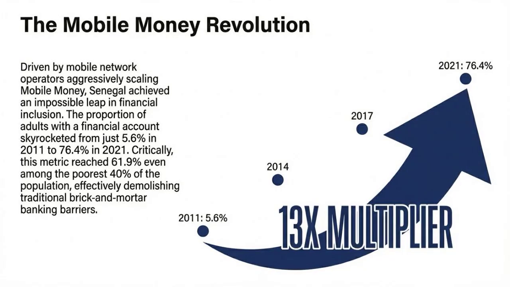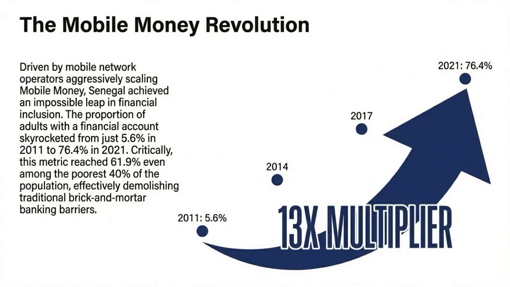But to understand how a developing nation banks millions of rural citizens in a single decade, we have to look at the underlying technology. Because it's not smartphones, right? No, it does not rely on smartphones. And it does not rely on a 4G internet connection either. So how does it work?